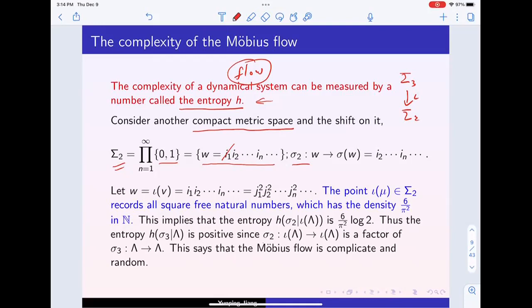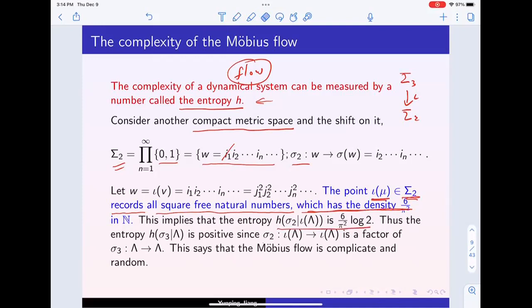So this Mobius function projected to sigma 2 records all the so-called square-free natural numbers. That means all the integers which have no square of a prime as a factor. In number theory, there's another interesting result that these square-free numbers occupy a density called 6 over pi squared, right? Then you can see this sigma 2 restricted on this space, right?